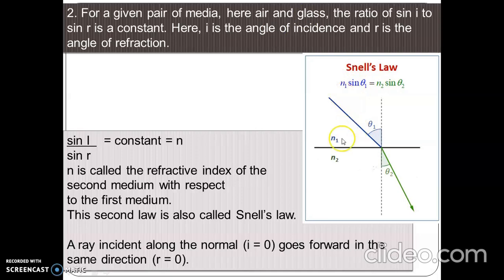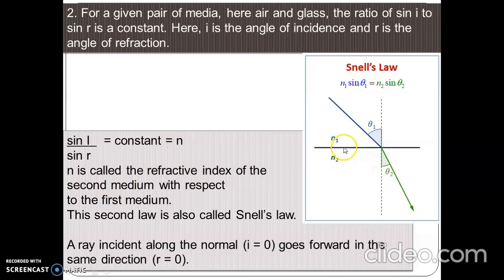The ratio of these two angles is constant. Okay, so sin i, the ratio means division. Sin i upon sin r is a constant, and that is denoted by a letter n. n is called the refractive index of the second medium with respect to the first medium.